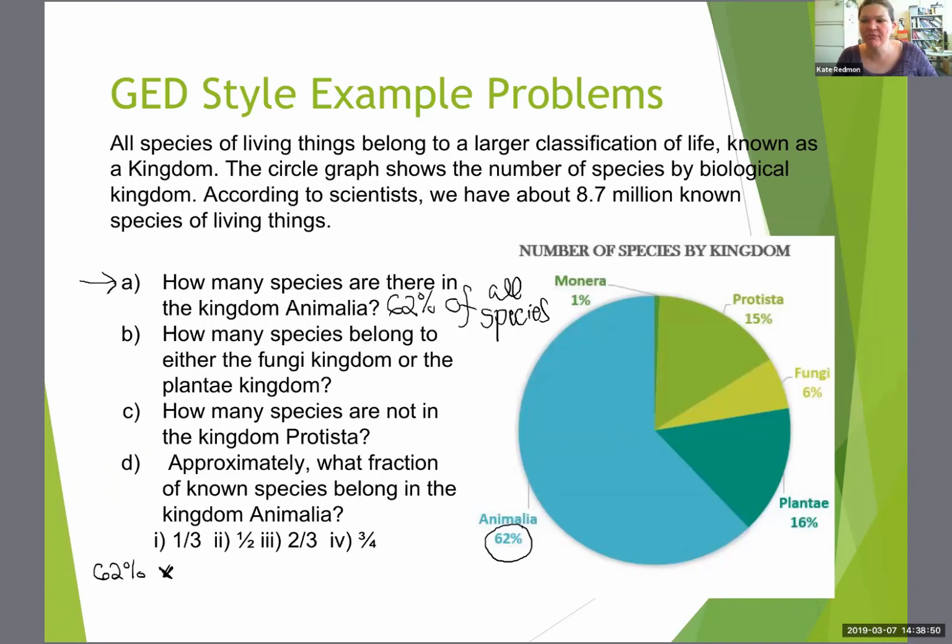Where'd that number come from, Maricela? Because they said that we have about 8.7 million known species of living things. Yep, and they just say species there, so they're talking about all of them. So 8.7 million. But I got a problem. If you guys just put 8.7, which is what GED students do, guess what? You're going to get it wrong, because that's not 8.7 species. There are not only 8 species on Earth, almost 9. 8.7 million. How do I write that?